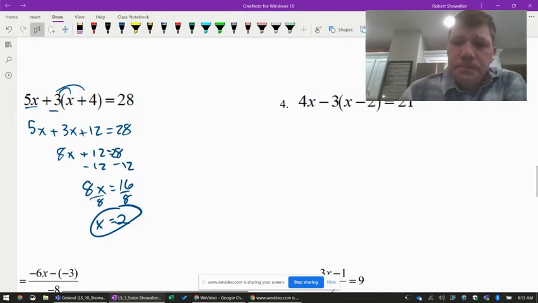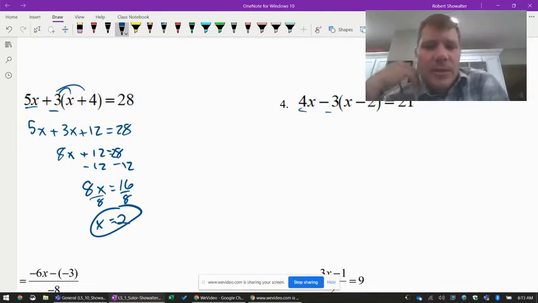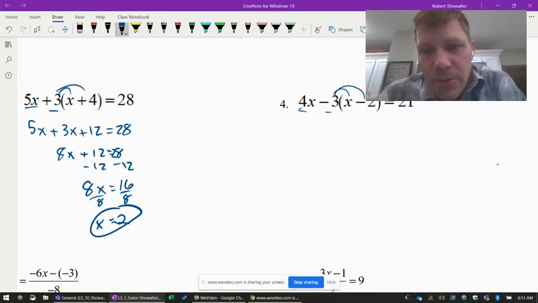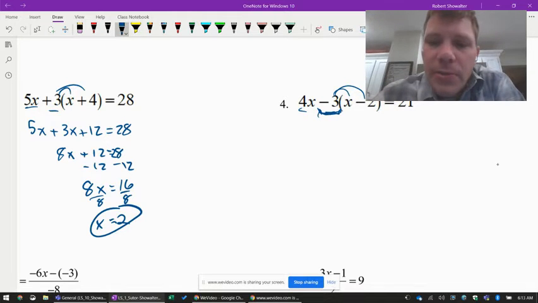Fantastic. Number 4 here. Again, it's tempting to go ahead and combine those, but we can't because they're not like terms. So instead, we're going to distribute, and we want to use this line to the left when we use a term or a part of a term. So we're going to do negative 3 times x is negative 3x. Negative 3 times negative 2 is positive 6.